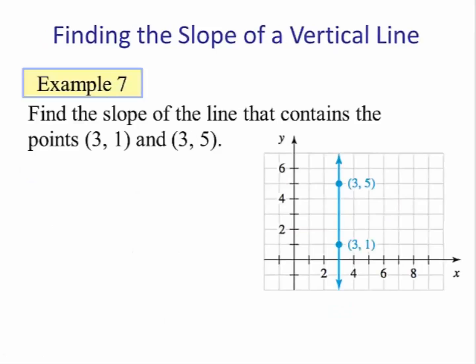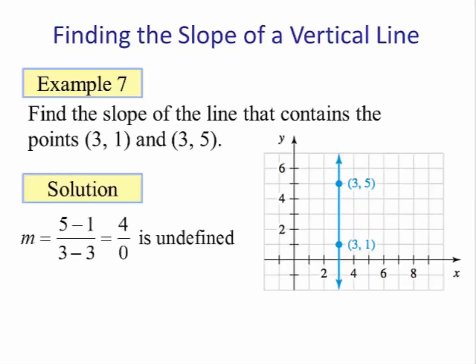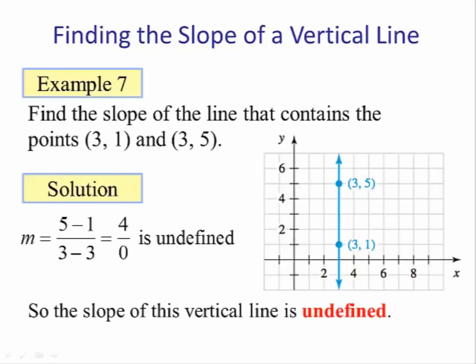Example 7, we're going to compute the slope for the points (3, 1) and (3, 5). If we take our y coordinate, 5, and subtract our other y coordinate, 1, we get 4, and then we take 3 minus our other x coordinate, 3, and we get 0. Now 4 divided by 0 is what we call undefined. It turns out that for any vertical line, the slope is undefined, does not exist.